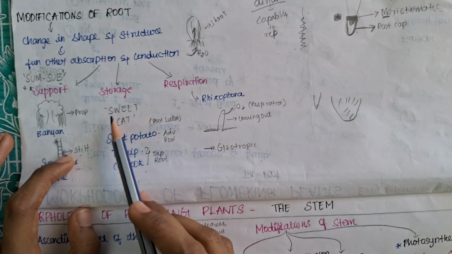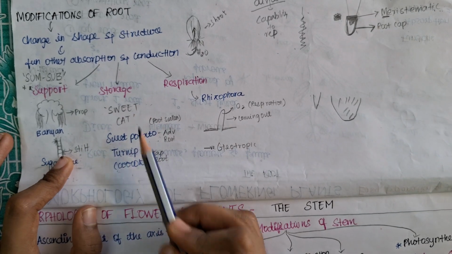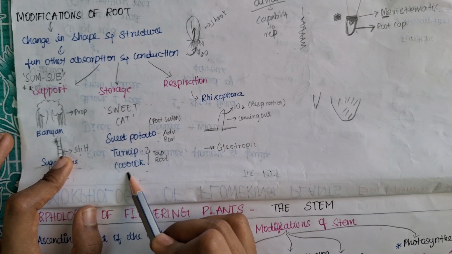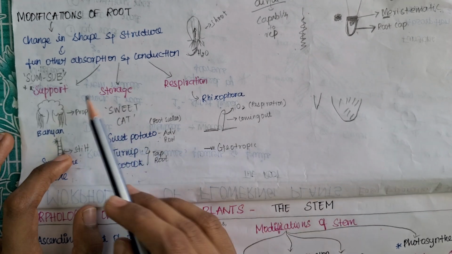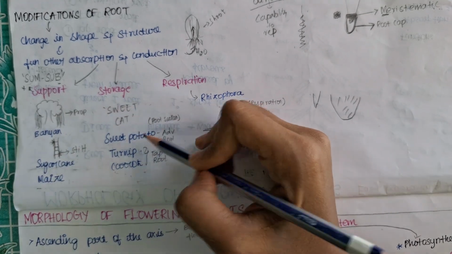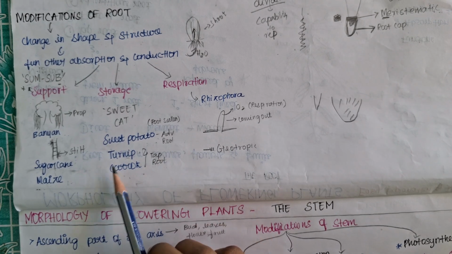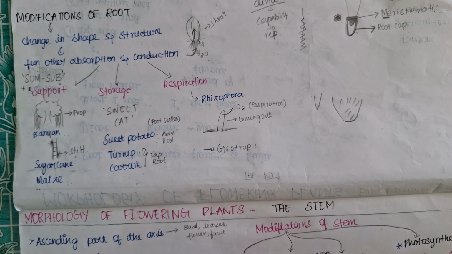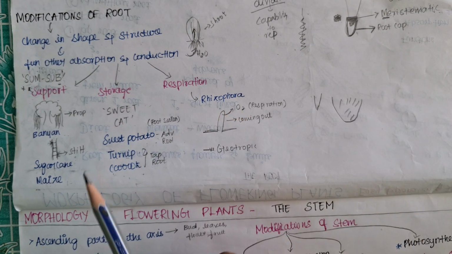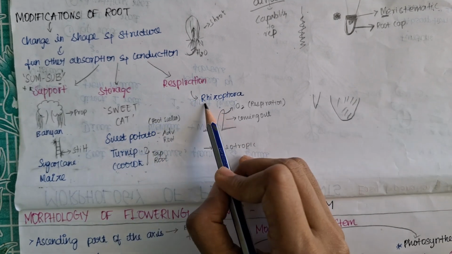So sweet cat means sweet is for sweet potato, C is for carrot, and T is for turnip. So storage will be happening in sweet potato, turnip and carrot. In the case of sweet potato, it is an adventitious root, and in the case of turnip and carrot, it is a taproot.